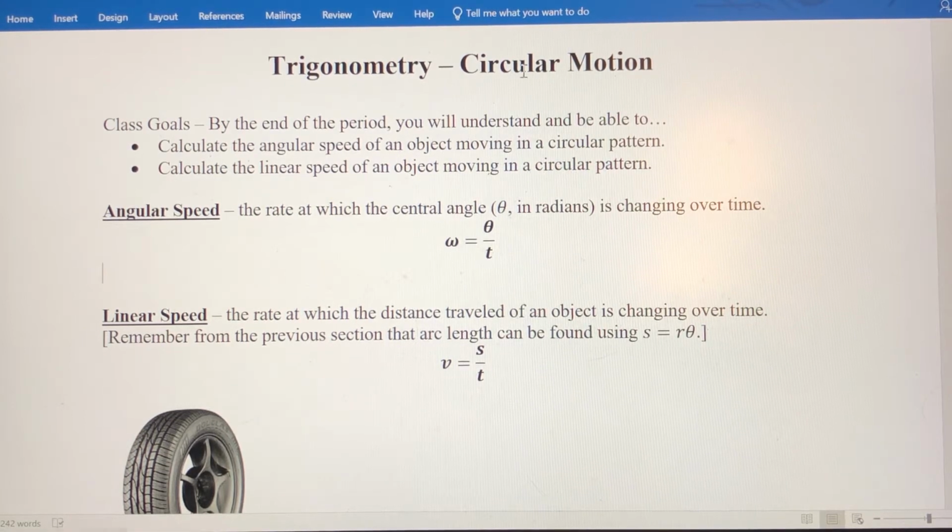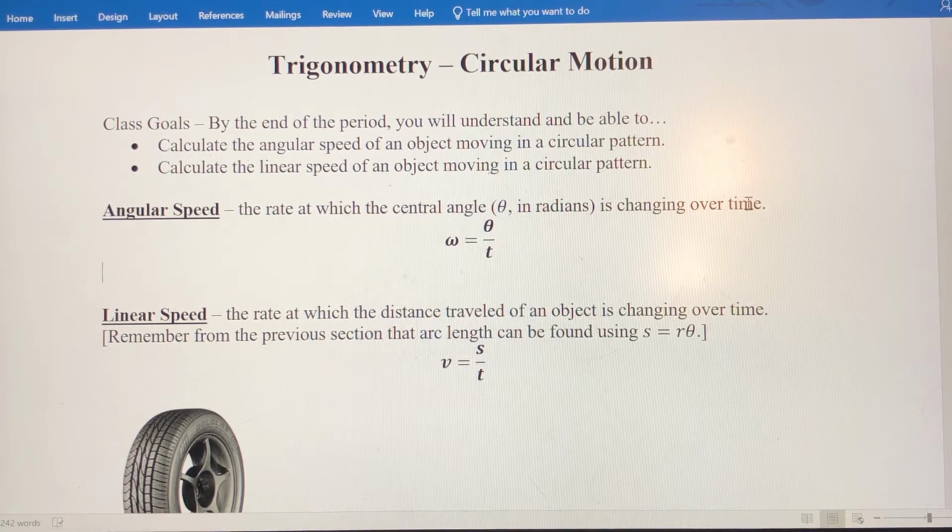All right, so in this video, we're going to talk about circular motion. With circular motion, we've got two concepts we need to think about. The first one is angular speed: how fast is the angle changing relative to time? And the second thing is the linear speed. Even though the object's traveling in a circle, we need to think about the rate at which the distance traveled of that object is changing over time.